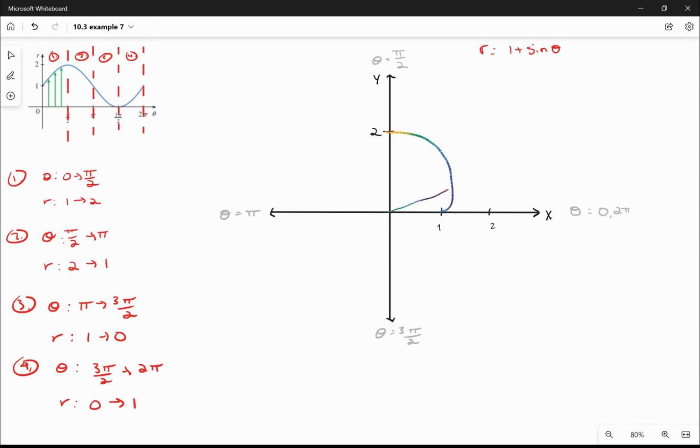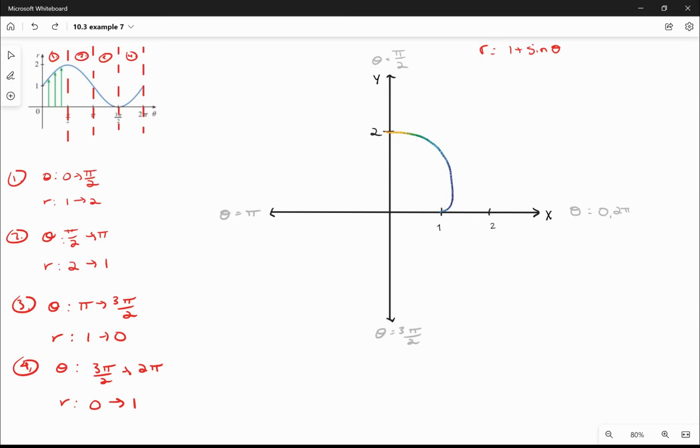The distance from the point on the curve to the origin is increasing from 1 to 2. So the lengths of these lines are going to increase from 1 to 2. So you have this curvy part. It's not like a straight line.